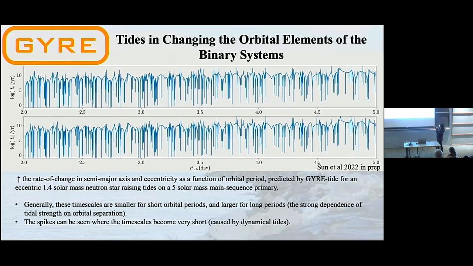Generally, the time scale is shorter when the orbital period is small, and longer for longer orbital periods. This is just because the tidal strength has a strong dependence on the orbital separation. We also see some big spikes on this plot. This is the excitation of the dynamical tide, which can bring the time scale to a much smaller number.